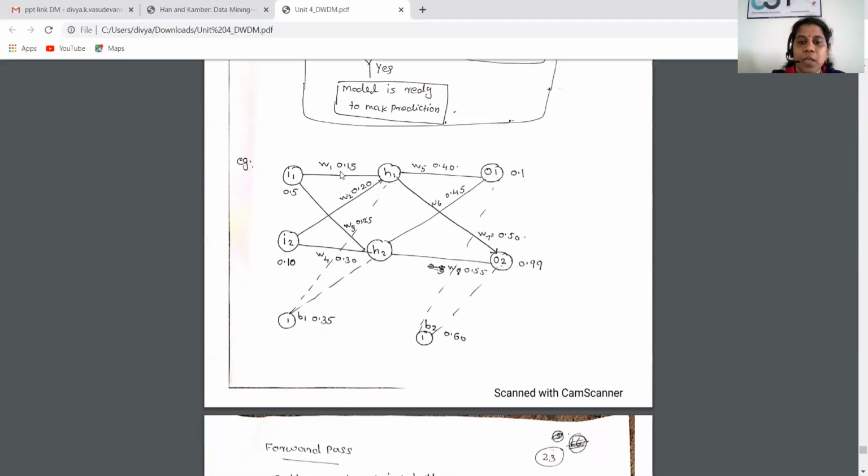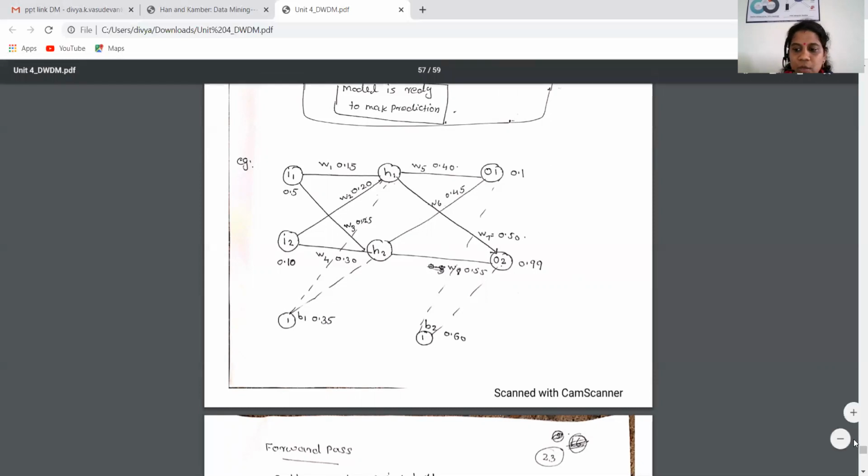Now randomly we will assign all these weights, W1, W2, W3, W4, etc. All these values we need to randomly assign. Then we need to calculate O1 and O2. So we are assigning W1 as 0.15, W2 0.20, W3 0.24, and W4 0.30. Similarly, W5 0.40, W6 0.45, W7 0.50. In a similar way, we need to assign the weight values for the bias also. Here it is given by 0.35 and 0.60.